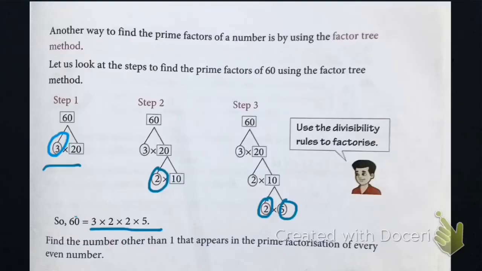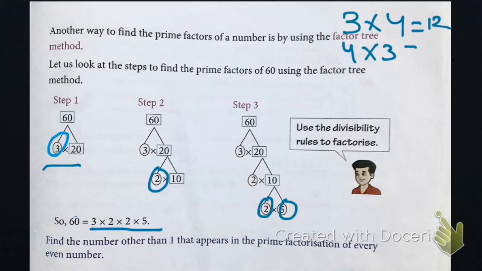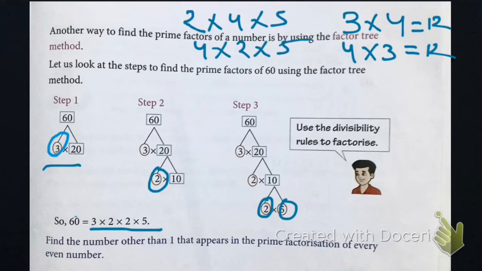So students, either you multiply 3 by 4 or you multiply 4 by 3, you will get the answer 12. Similarly, either you multiply 2 by 4 by 5 or you multiply 4 by 2 by 5, you will get the same answer. So I hope you understood.